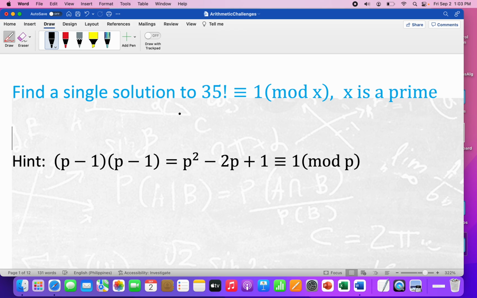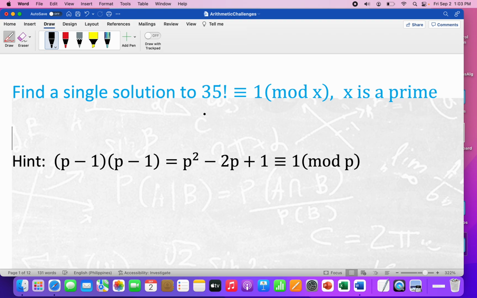Solution to this equation, this factorial congruence equation. And of course, 35 factorial is a large unpronounceable number. But what we're really trying to find right here is a number x, where x is a prime, such that this is true. And I'll just rewrite this in perhaps a more familiar way.